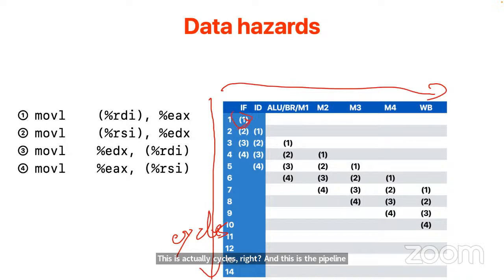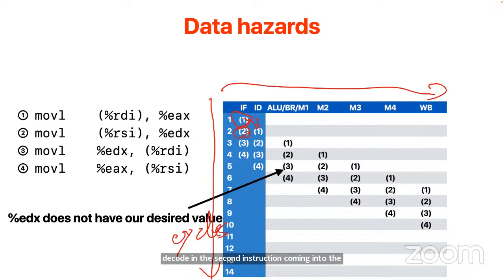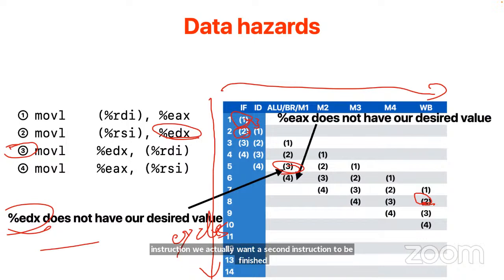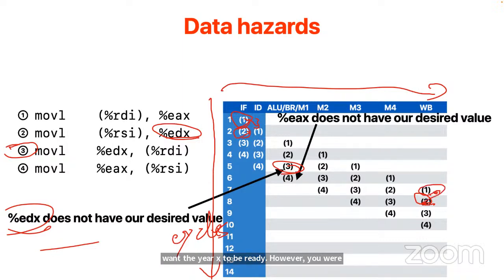So you can imagine at the first cycle, what's occupying your instruction fetch stage is your first instruction. And then your first instruction advances to instruction decode, and the second instruction comes into instruction fetch, right? And you want to do this. However, right here, at this point, we don't have the EAX available because for the third instruction, we actually want the second instruction to be finished. However, the second instruction can only be finished at this point. So this is not possible, right? And same thing for this instruction, we want the EAX to be ready. However, your first instruction can only be ready at this point, right? So both are not possible, right?